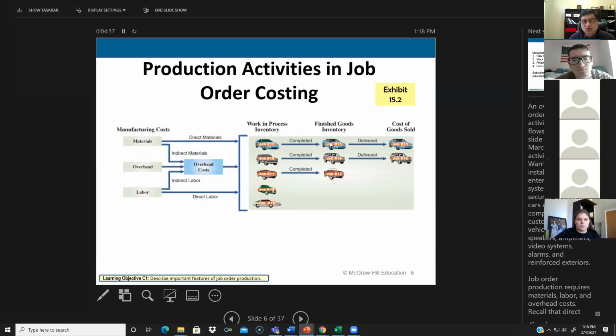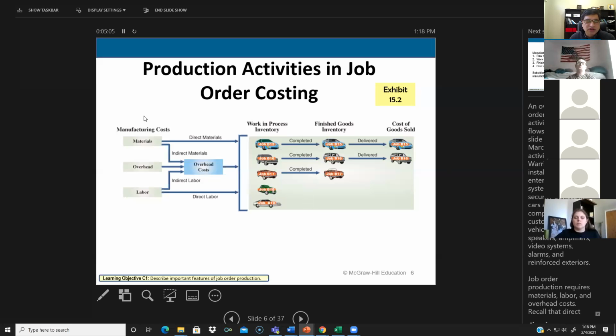So if it is moving from, say, finished goods to cost of goods sold, that means cost of goods sold is debited, finished goods is credited. Same here. If it is moving from work in process to finished goods, finished goods is debited, work in process is credited. Right? So if an asset goes up, it is debited. Expense goes up, it is debited. If loss goes up, it is debited.